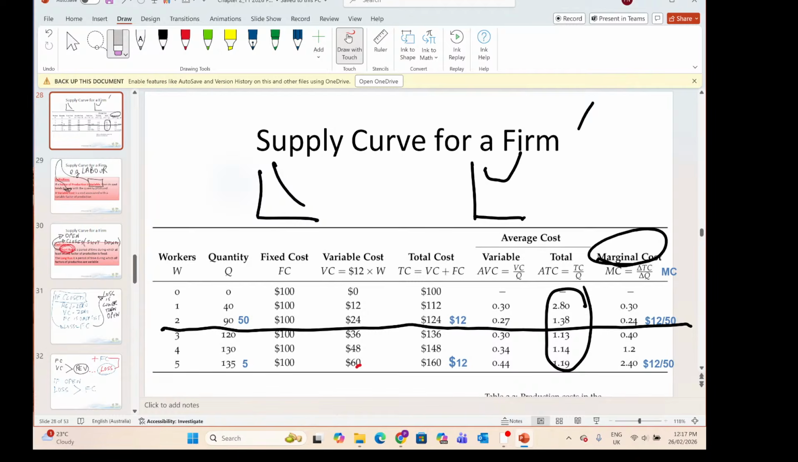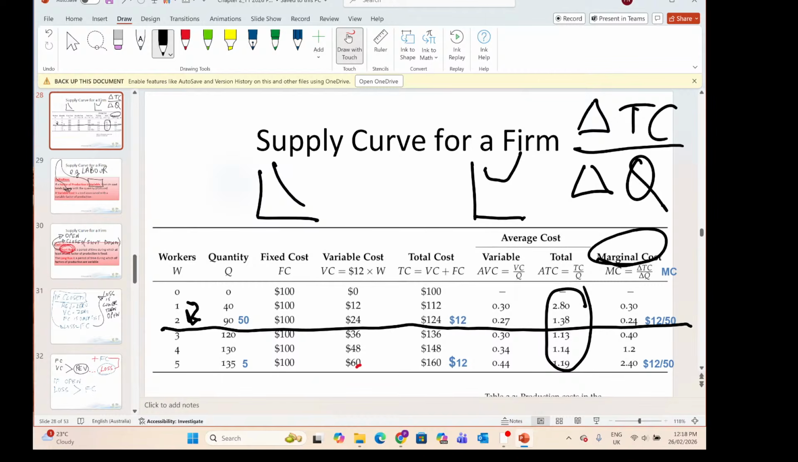So the way that we do this is we say, what is the additional cost? What is the change to the total cost? How much does the total cost go up when the quantity goes up? So if we look at the second line, we know that when we add an additional worker, we go from worker 1 to worker 2 in the second column. Our output goes from 40 to 90. So I'm going to circle the 50 because that is the additional quantity. And then we have to think about, well, what was the additional cost? The additional cost of the second worker was $12 more.